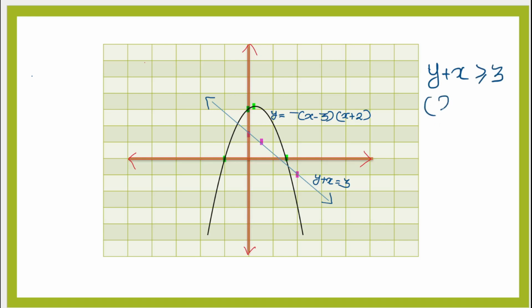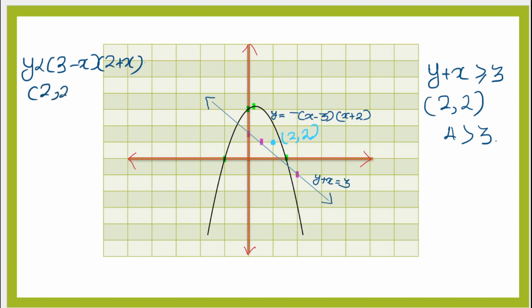Now let us consider the point 2, 2. Then the inequality becomes 4 greater than 3. Therefore, the region containing the point 2, 2 represents the inequality y plus x greater than or equal to 3. Now for the inequality y less than 3 minus x into 2 plus x, the point 2, 2 implies 2 less than 4. Therefore, the region containing the point 2, 2 represents the inequality y less than 3 minus x into 2 plus x. Now let us mark the required region.